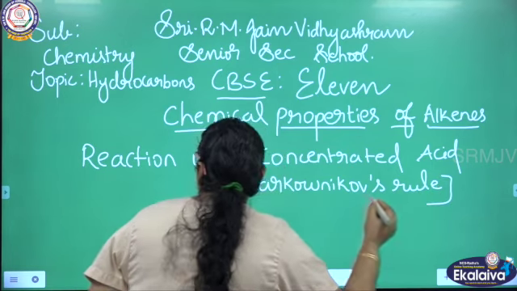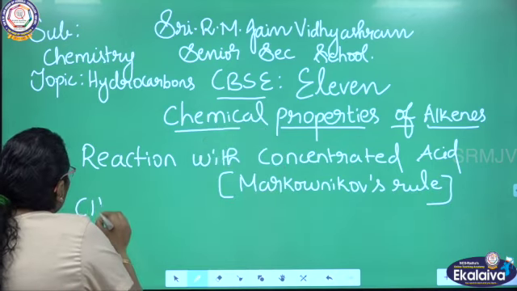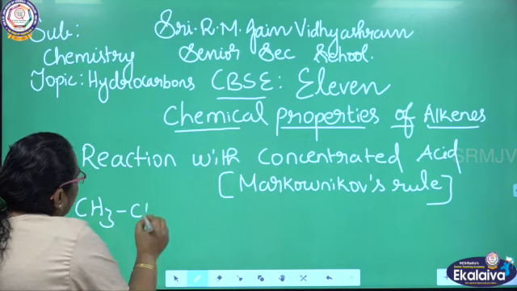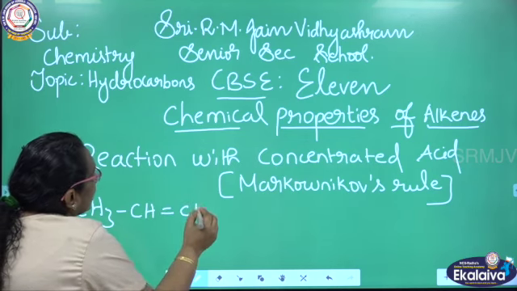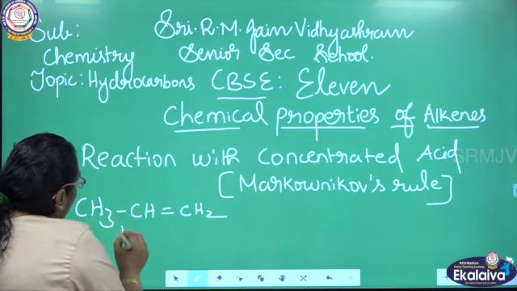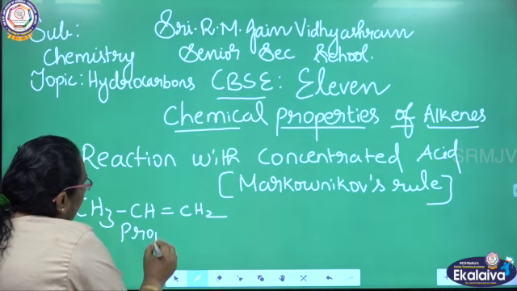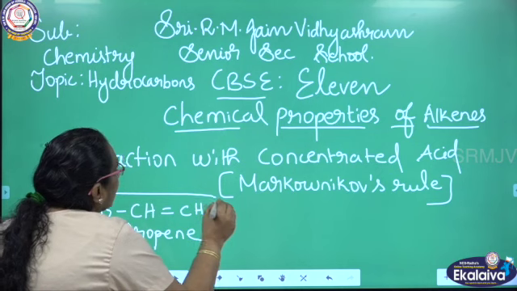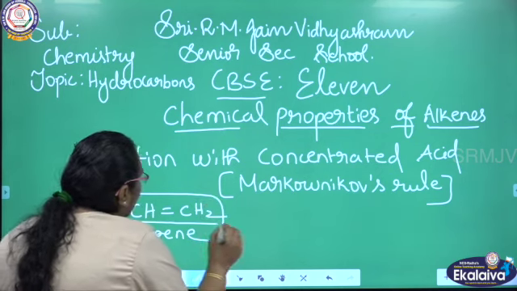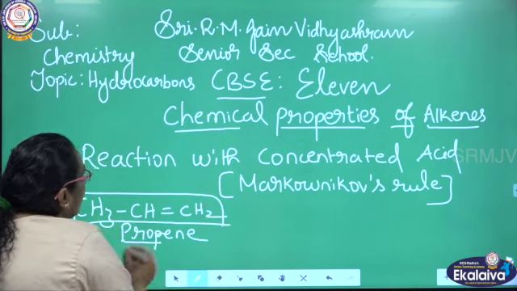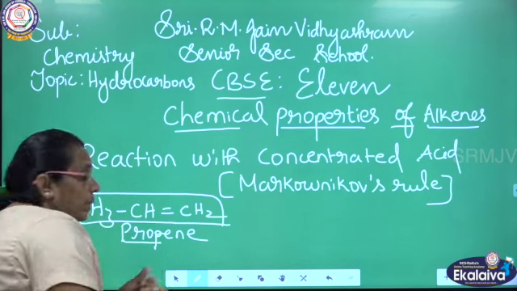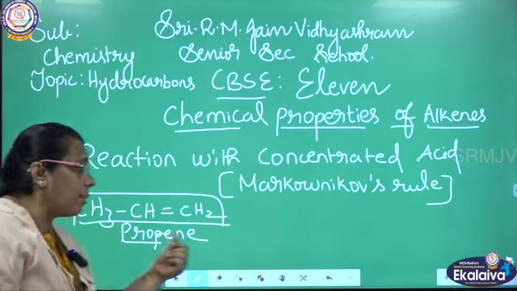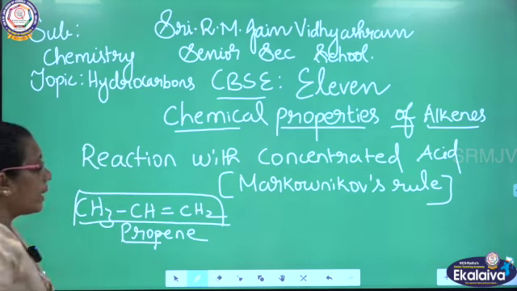So we are going to see now CH3 single bond CH double bond CH2. What is the name of this compound? Propene, because there are 3 carbons. What is the root word here? Prop is the root word. As a double bond is there, the IUPAC ending is -ene. So the name of this compound is propene.